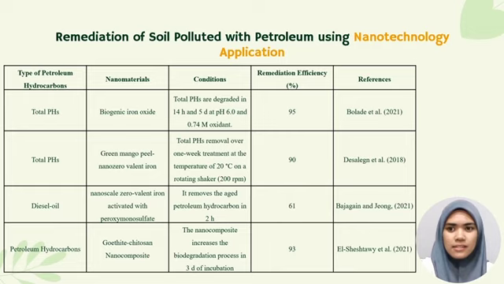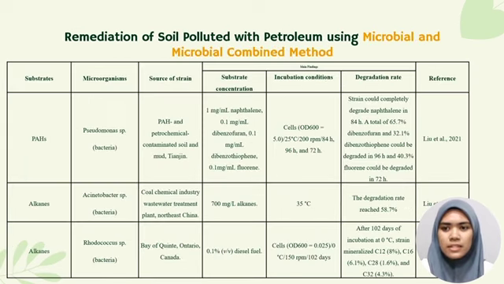Next is the chemical method using nanotechnology. Various nanomaterials have been used by past research, and the one with the highest remediation efficiency is biogenic iron oxide, at 95%. Lastly, the bioremediation method uses microorganisms to do the remediation.